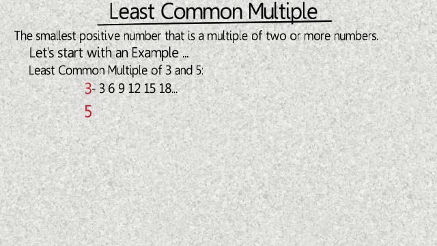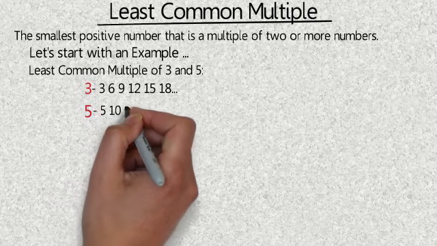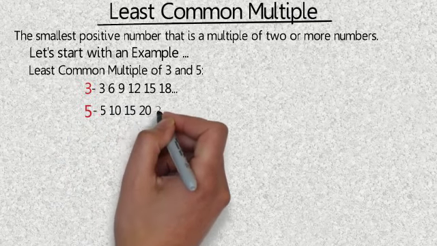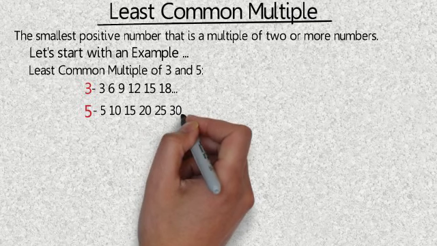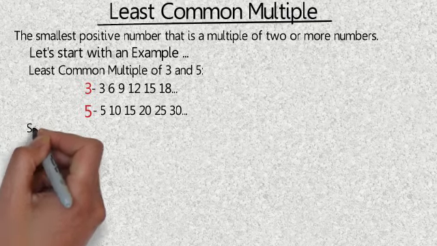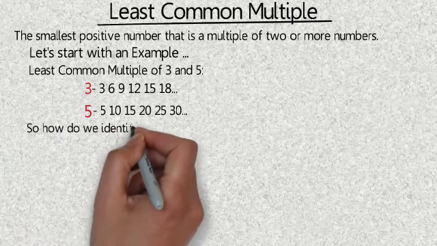Can you see that? So what are the multiples of 5? I have 5, 10, 15, 20, and 25. So you can go on and on like that. You don't need to write it all out because we are finding the least common multiple. So how do we identify the least common multiple here?